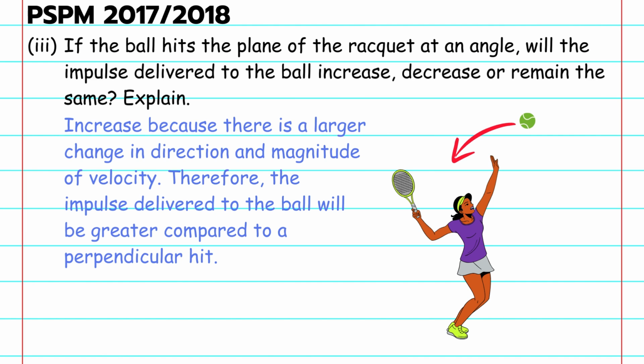Because when the ball hits the plane of the racket at an angle, the velocity will change in direction as well as in its magnitude. So when these two change, the impulse will increase. And therefore, the impulse delivered to the ball will be greater compared to the perpendicular hit, which is compared to the hit before it.